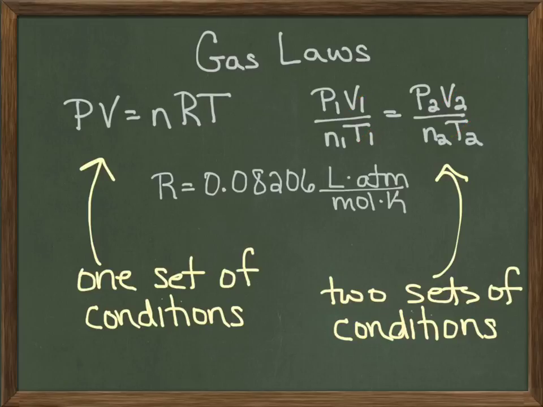If you find yourself with more than one unknown in either of these equations, you need to check back through the problem, because either you've missed something that you didn't include, or you have something that's constant in the combined gas law that you can actually cancel out.